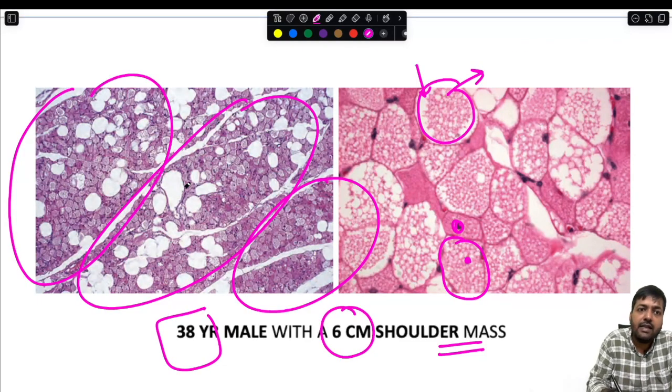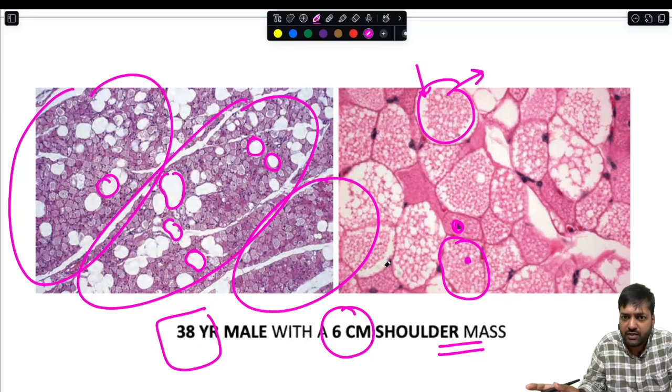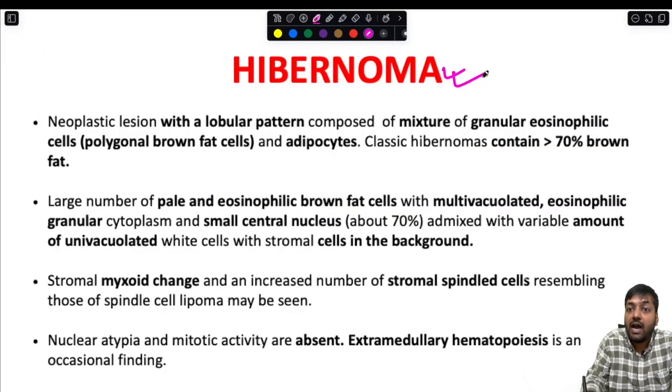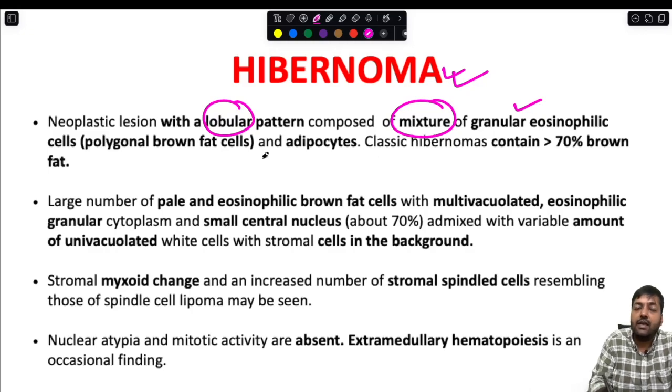Whereas the other cells are your white fat cells, or adipocytes, the normal white fat cells. So you can see a mixture of these 2 cells. If you look at the diagnosis, it is a classical case of a hibernoma. Look at the histopathological features. It is a neoplastic lesion with a lobular growth pattern comprised of a mixture of granular eosinophilic cells, which are polygonal brown fat cells, and adipocytes.